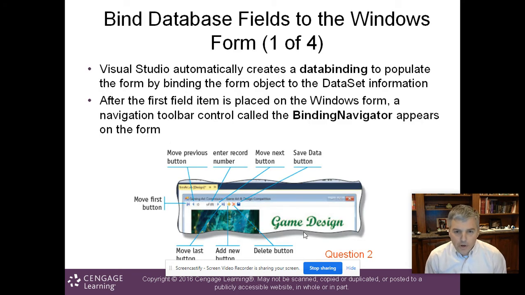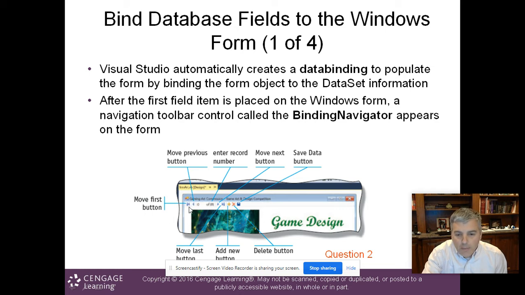So Visual Studio automatically creates a data binding to populate the form by binding the form object to the dataset information. After the first field item is placed in the Windows form, a navigation toolbar called the binding navigator appears in the form. So that is this section right here.